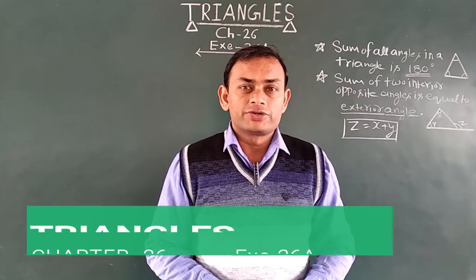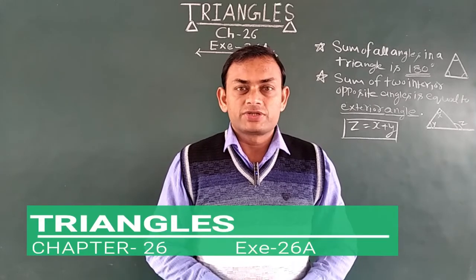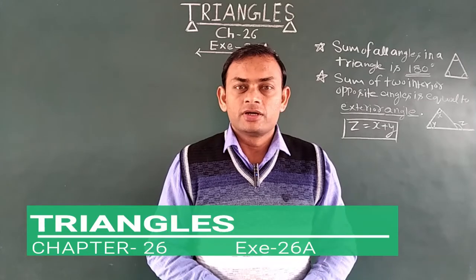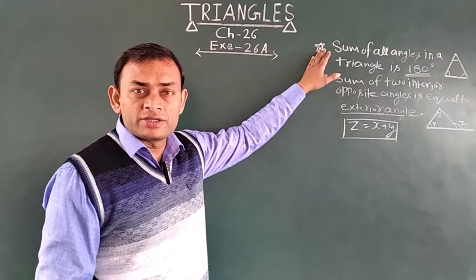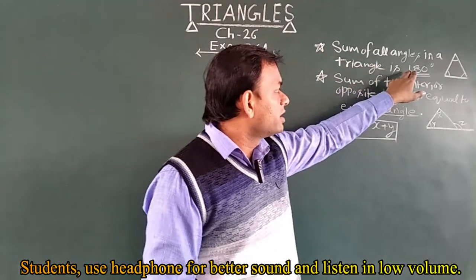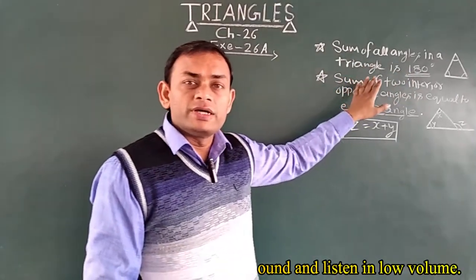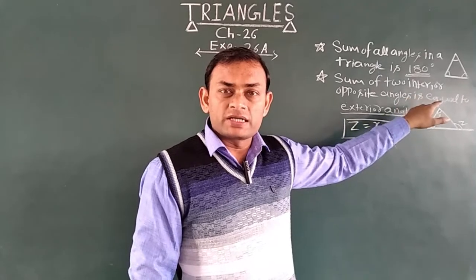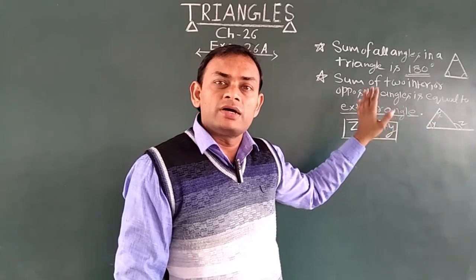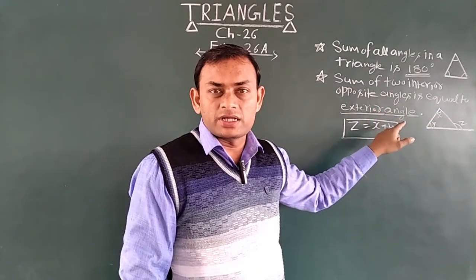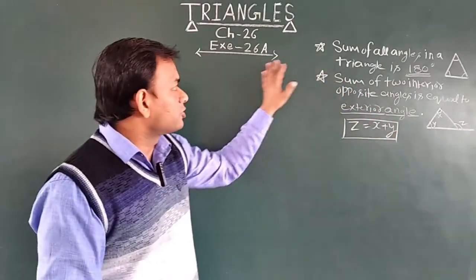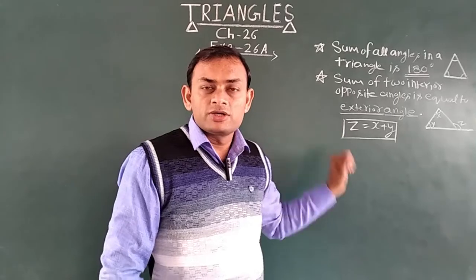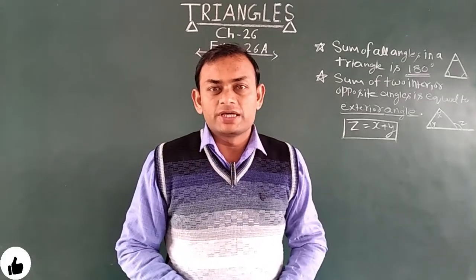We are doing chapter 26, Triangle, and today we will start exercise 26A. But before starting the exercise, as I told you, the sum of all the angles in a triangle is 180 degrees, and the sum of two interior opposite angles of a triangle is equal to the exterior angle of that triangle. So all the questions of this exercise are based on these two things. Got it? So let's start exercise 26A.